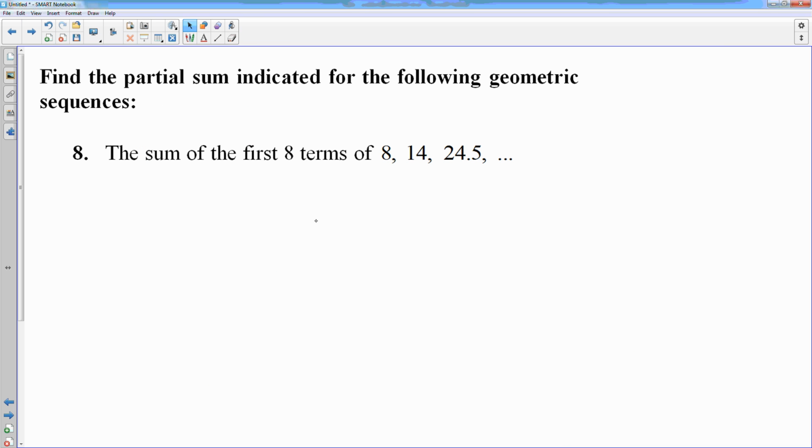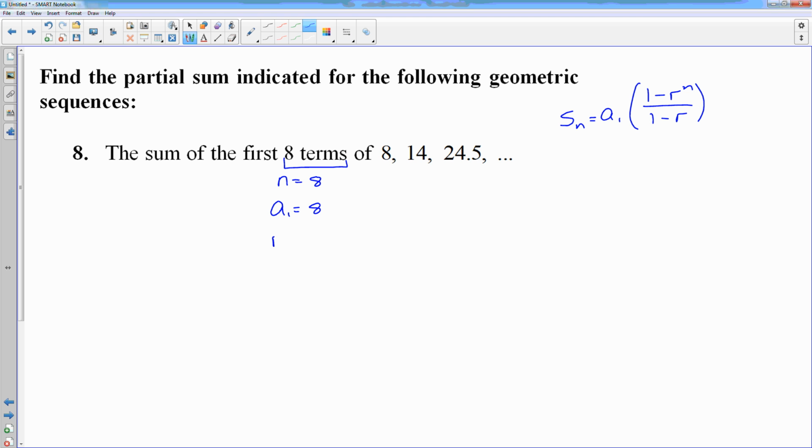These are where you use that really ugly formula where the sum of the first n terms is your first term times 1 minus the ratio to the n power over 1 minus the ratio. And so what we need here is n is how many terms there are. So 8 terms. That means we're going to let n equal 8. My first term is 8. A sub 1 is 8.